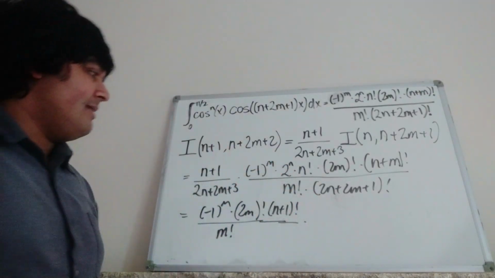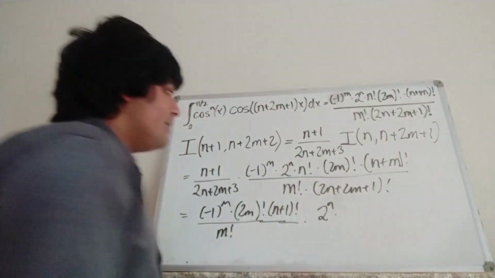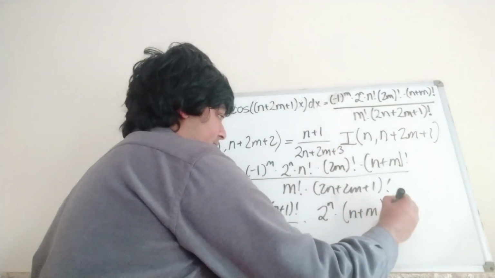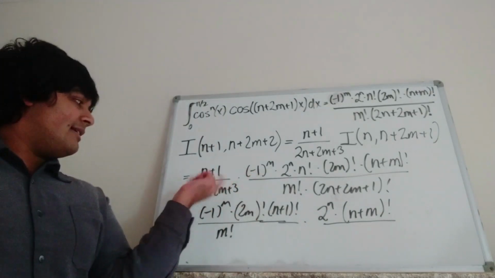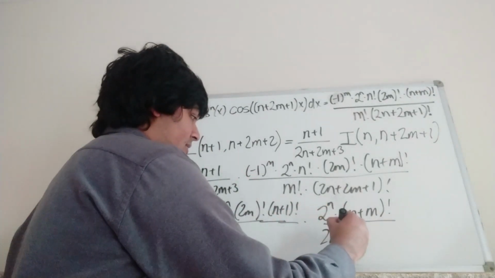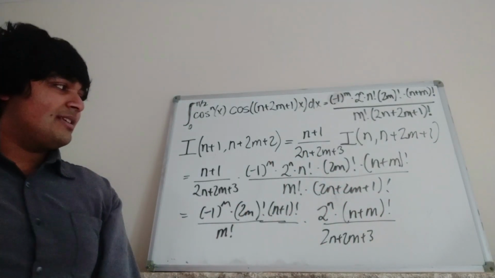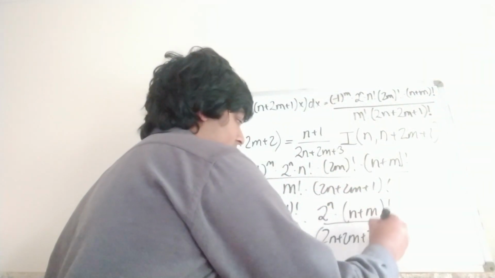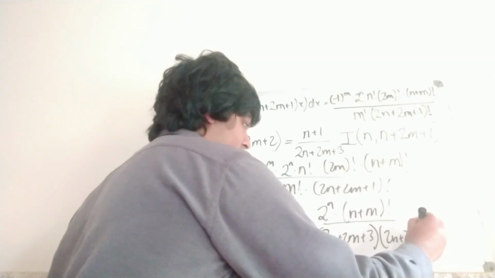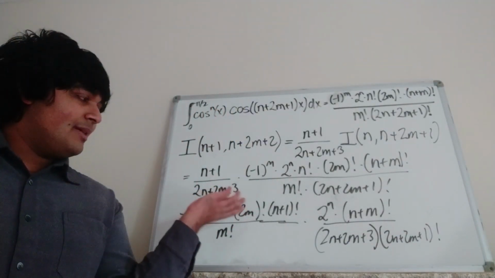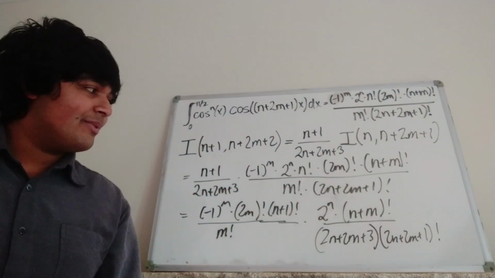Well, we have 2 to the n times n plus m factorial divided by this guy here, which is 2n plus 2m plus 3, times this 2n plus 2m plus 1 factorial. Okay, so we've got this thing here, which is fine, and we just have to play about with it.